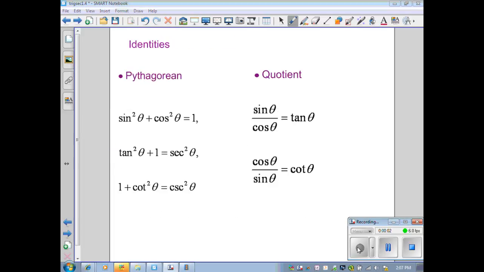The last topic in this section is identities. We have 2 different types. The first one we're going to start out with is Pythagorean. And the other one is the quotient identity, which is sine theta over cosine theta, which equals tangent theta. And the last one is cosine theta over sine theta, which is cotangent theta. And those are reciprocals of each other.